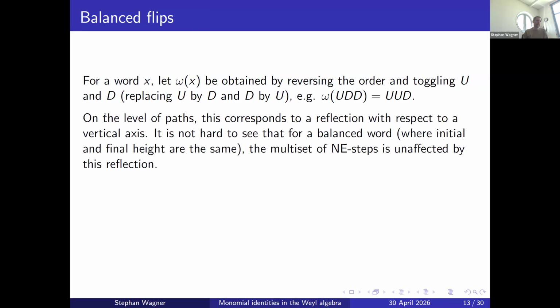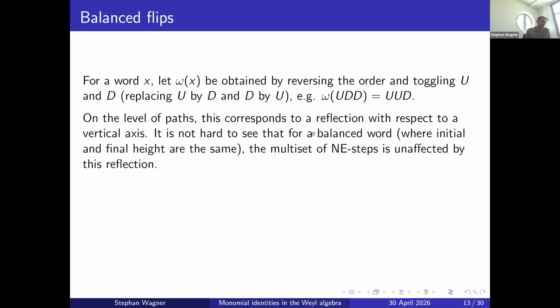Now on the level of paths, what does this mean? Well, exchanging the order and also replacing d's by u's and u's by d's is exactly reflection with respect to a vertical axis. Right? So if you reflect with respect to a vertical axis, the up steps become down steps and the other way around. And also you're changing the order. Left to right becomes right to left.